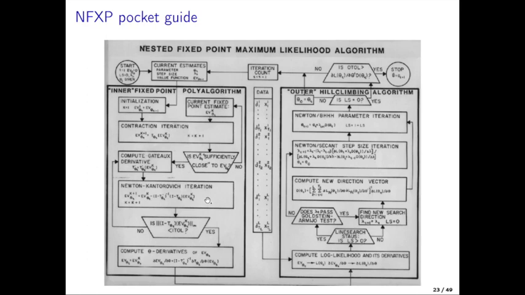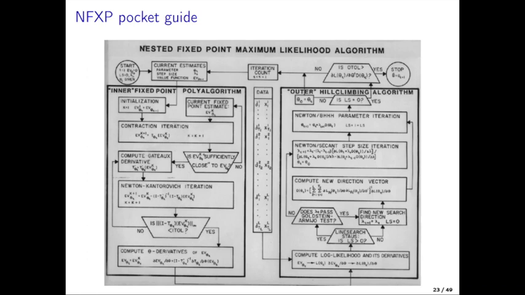Now, I'm going to show you that Newton-Kantorovich iteration on slides. It's hard to read, but this is what you do. So first you do contraction iterations, or the value function iteration, and then after some time, you switch to Newton-Kantorovich iterations. From there, once that's converged, well, you can calculate the derivatives of the likelihood function.